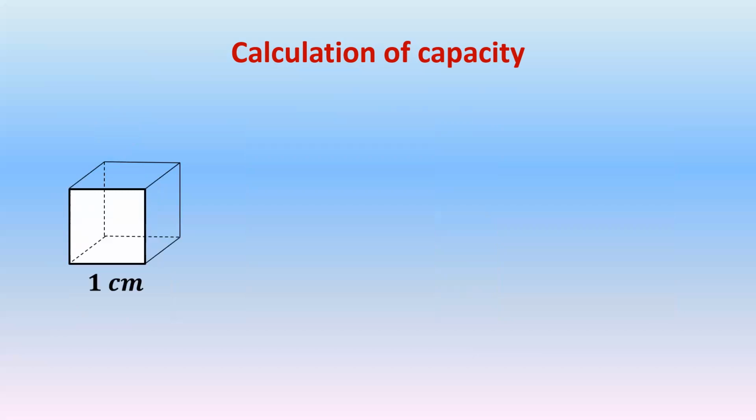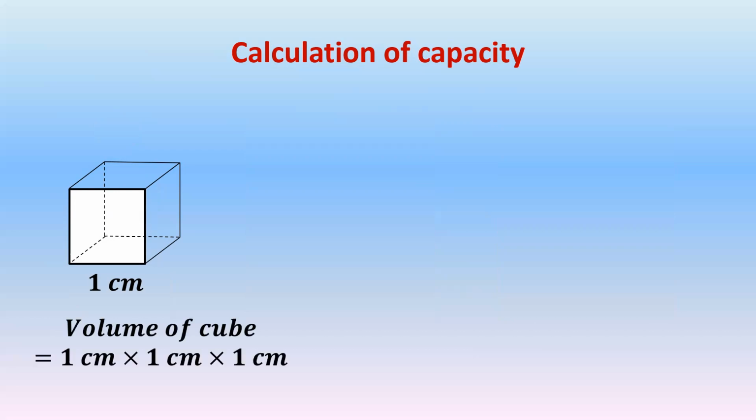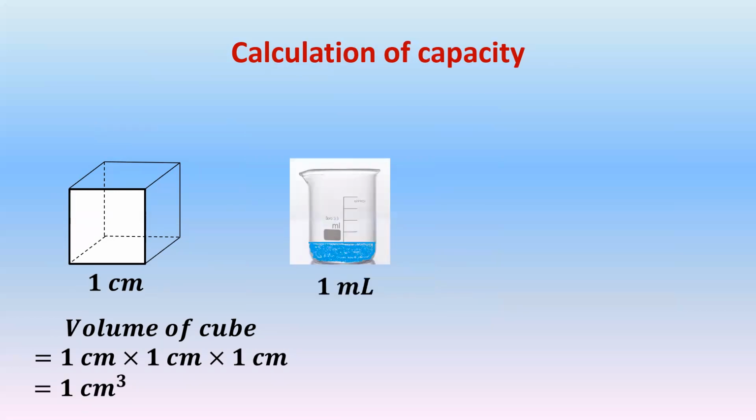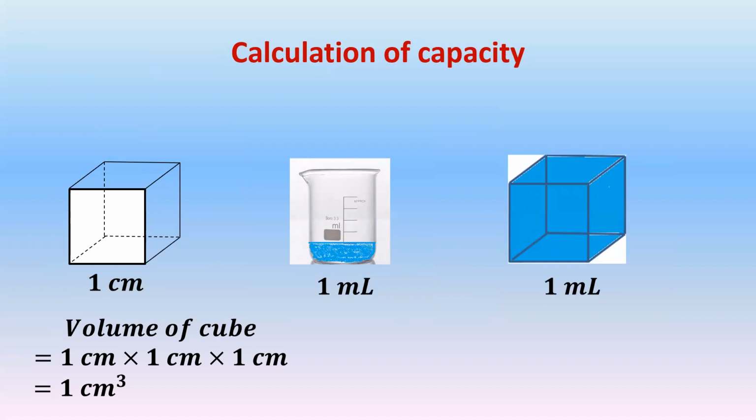Let's take a cube with dimension 1 centimeter. Volume of the cube will be 1 centimeter multiplied by 1 centimeter multiplied by 1 centimeter, which gives us 1 centimeter cube. If we take 1 milliliter of liquid and pour it in the cube, the 1 milliliter of liquid will occupy the space 1 centimeter cube completely. So, we can conclude that 1 milliliter is equivalent to 1 centimeter cube.